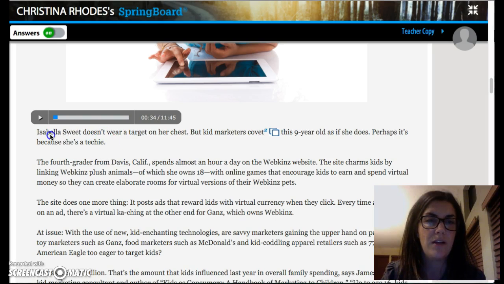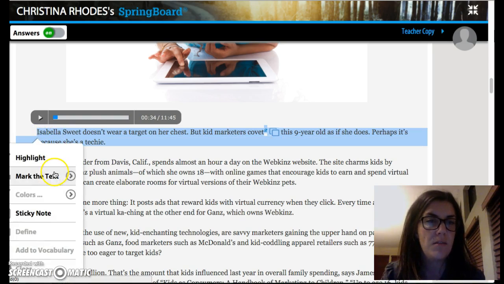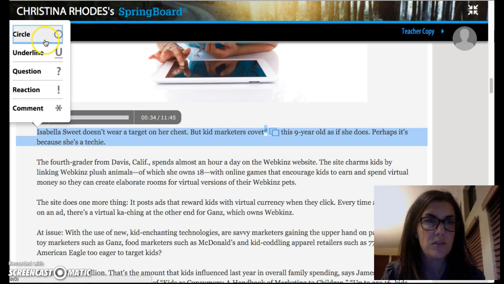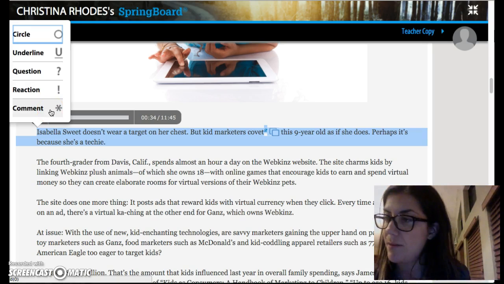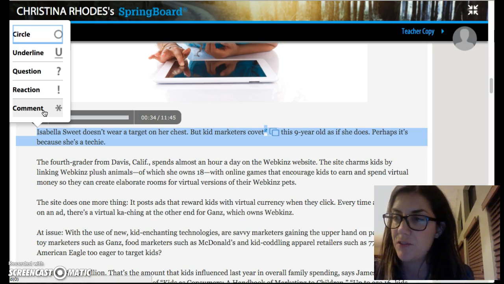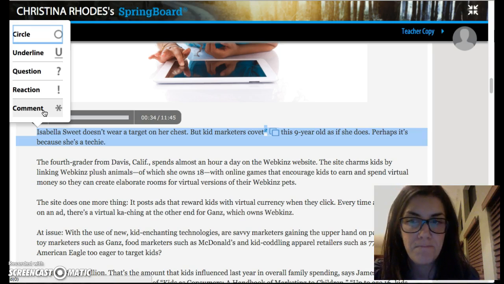Okay, so paragraph 1, I should see some things marked in here. Remember, you are marking the text, so you're circling words you don't know, underlining key ideas and details, putting a question mark with a question where you're confused, a reaction, a wow or an aha, or an asterisk for a comment. You can also draw picture representations if you would like. You can underline and draw arrows to any portion of the text that specifically supports your personal response.